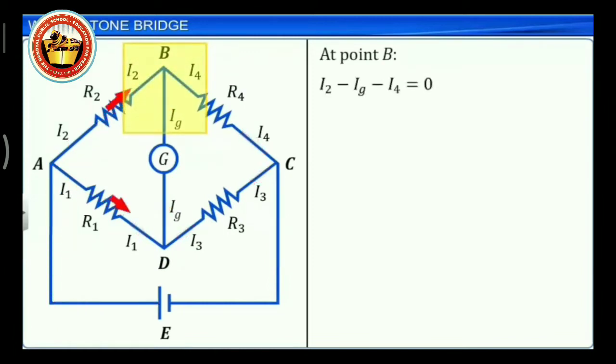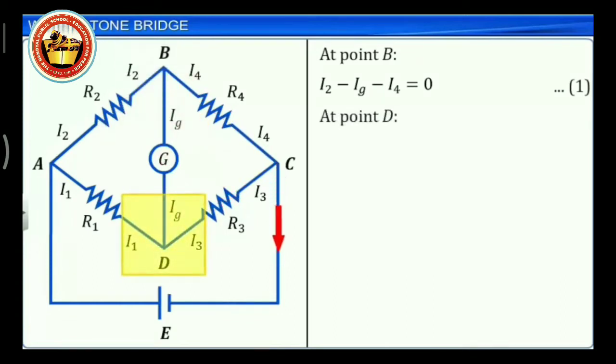At point B, I2 minus Ig minus I4 is equal to 0. That is equation 1. At point D, I1 plus Ig minus I3 is 0. Equation 2.